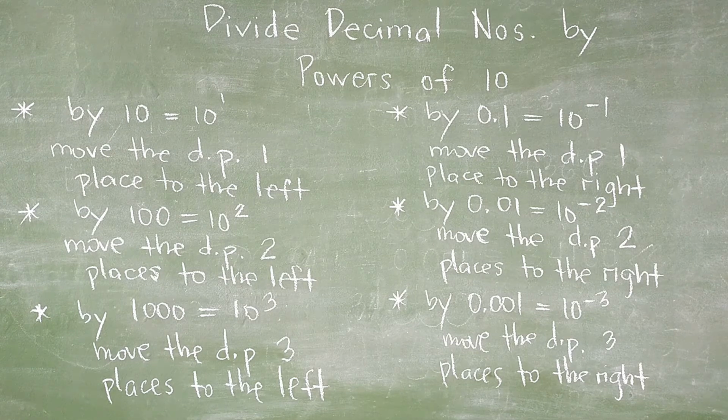On the other hand, if it is divided by 1/10 or 0.1 or 10 raised to the negative 1, move the decimal point 1 place to the right. If it is by 0.01 or 10 to the negative 2 power, move the decimal point 2 places to the right. And lastly, if it is divided by 0.001 or 10 raised to the negative 3 power, move the decimal point 3 places to the right. So, eto ngayon, ang ating way or ways kung paano mag-divide ng decimal numbers by powers of 10.